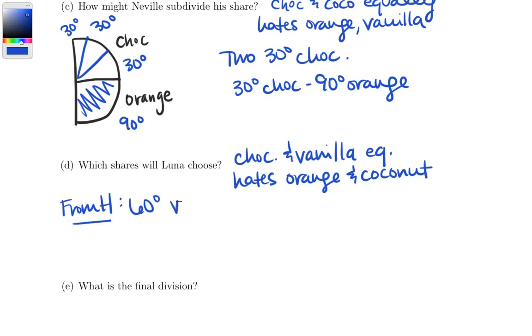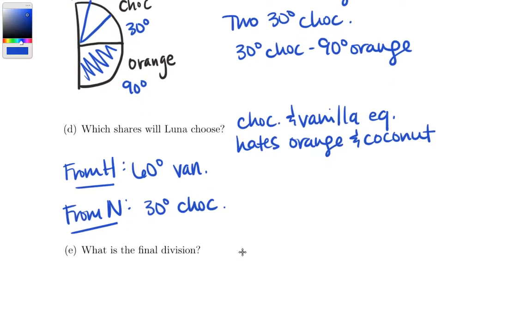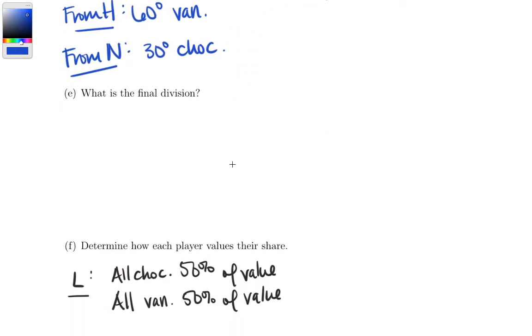Okay, so from Hermione, she's going to pick the 60-degree vanilla piece. And from Neville, well, Neville has 2 that are chocolate only and 1 that is chocolate orange. We're going to assume that since she hates orange, she's not going to take any orange, so she's going to get 1 of those 30-degree chocolate pieces. Okay, what is the final division? Well, we just said that Luna gets the 60-degree vanilla and 30-degree chocolate.